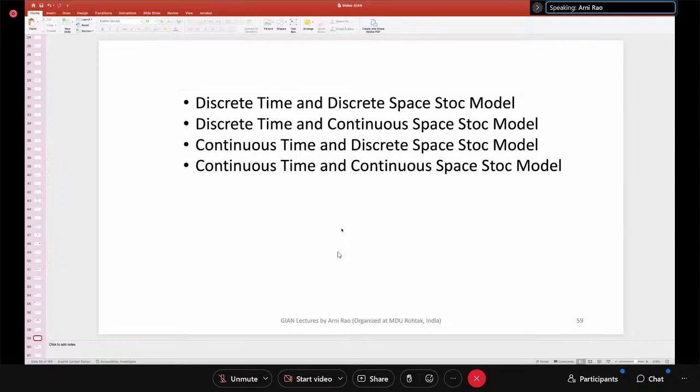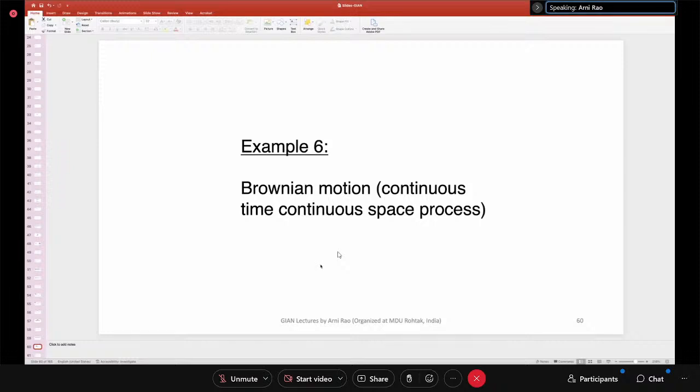Okay, so these 4 kinds of stochastic models are there. Any model you build will fall under one of these categories. As a last example, the previous one also covered continuous time, continuous space, but then Brownian motion, if time permits, we'll see that as an example for continuous time, continuous space models.